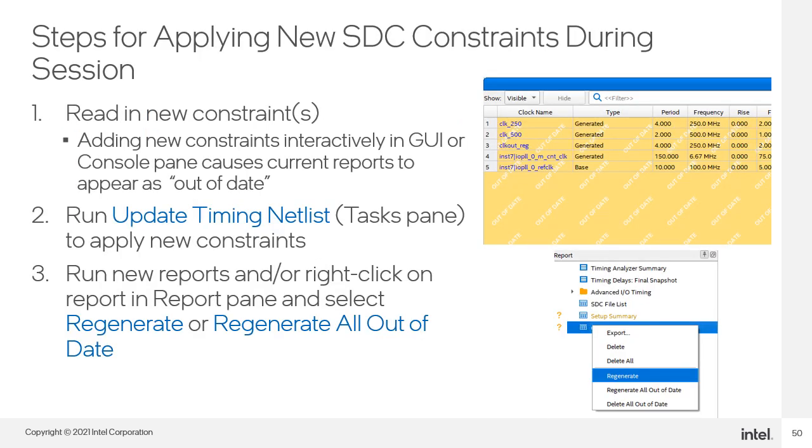Now that all the new constraints are entered, you will notice that previously generated reports are now yellow, indicating that the reports are out of date. Before regenerating the reports, run the Update Timing Netlist command in the task pane and then regenerate any out-of-date reports.